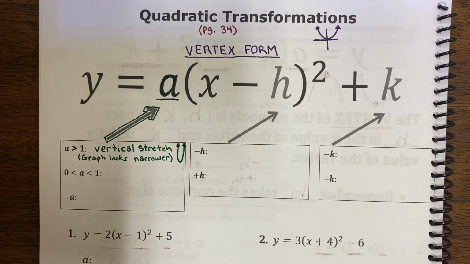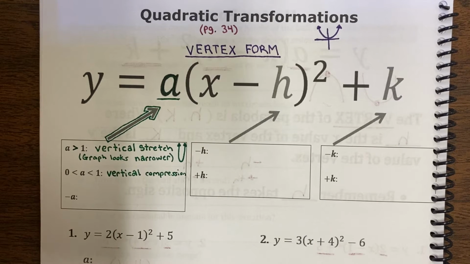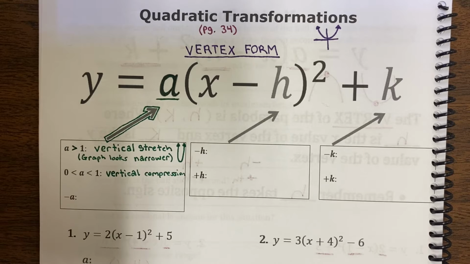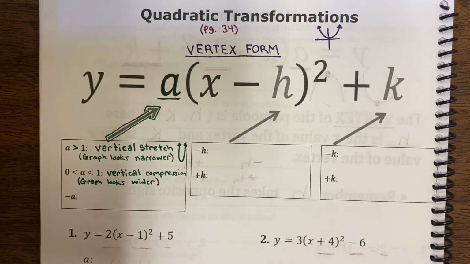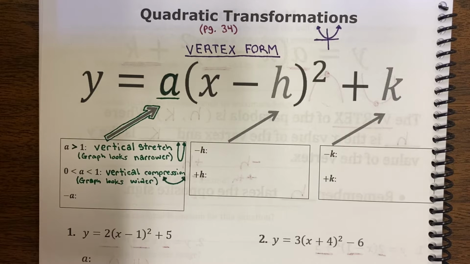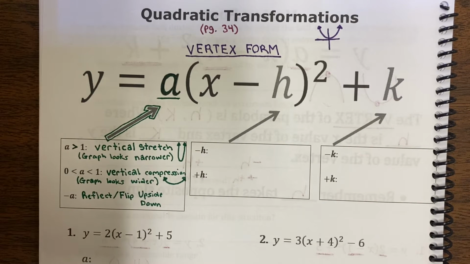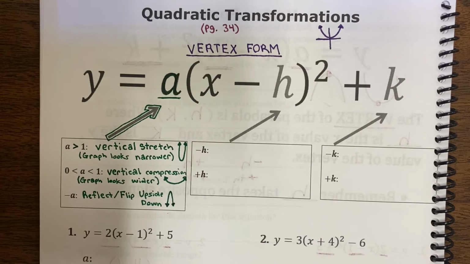If a is a fraction between 0 and 1, meaning it was 3/8 or 1/2 or 2/4, it results in a vertical compression, which will make the graph look wider, like this. And even if a is greater than 1, or if it's a fraction, if it is negative, then it is going to reflect or flip upside down. So it would take the graph and look like this or this.